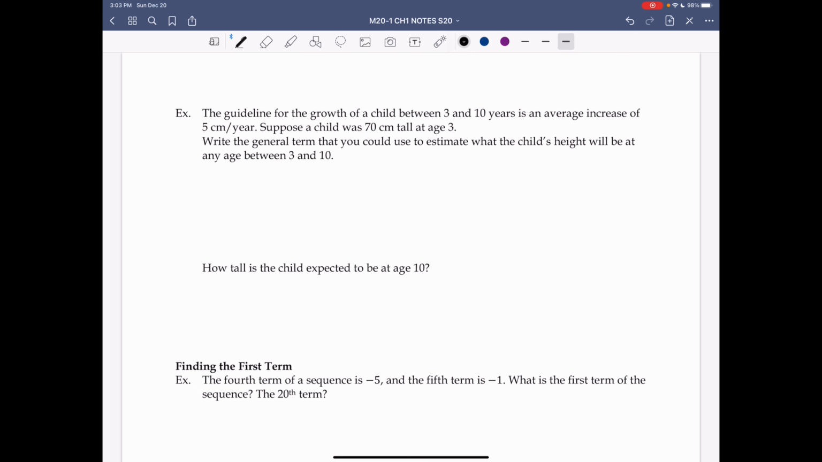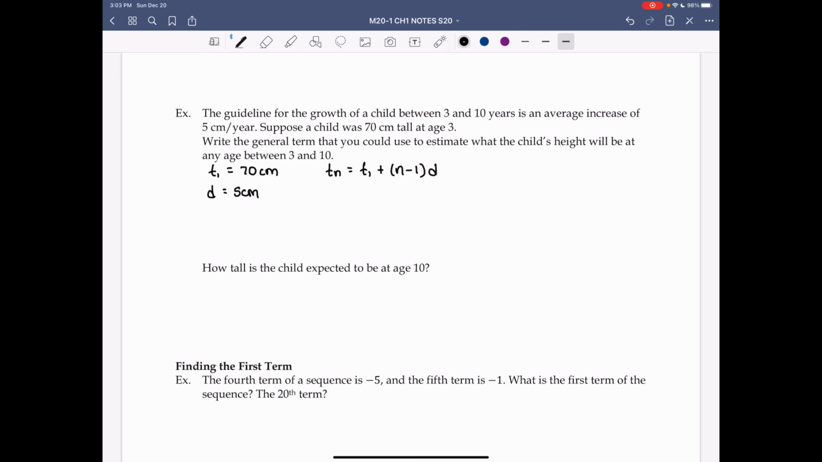Start by writing down what we know. T1, the starting height of the child, is 70 centimeters. And D, the difference, that would be the growth rate per year. So that would be 5 centimeters. Then we want Tn, which is T1 plus n minus 1 times D.